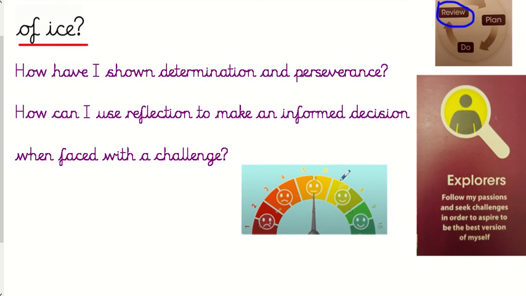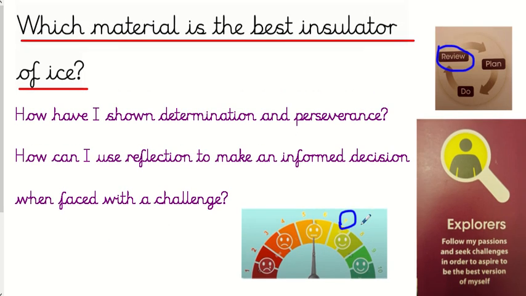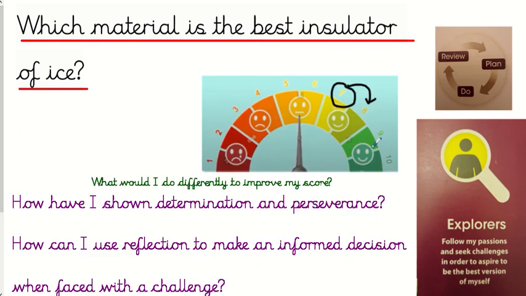Now, you may decide that you're about a 7, and that's okay. We're not all going to be, and certainly hardly any of us are going to be a 10 out of 10. And as part of our review, we're going to think, how can I move from a 7 to an 8? I'm not asking you to go from 7 to 10, just a small step, a small jump. What would you do differently then to improve your score?